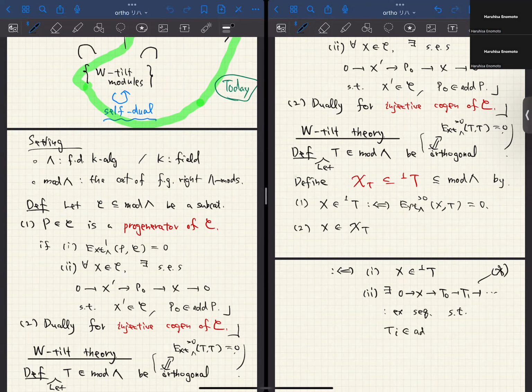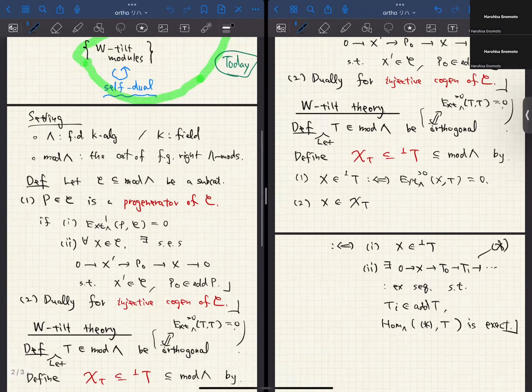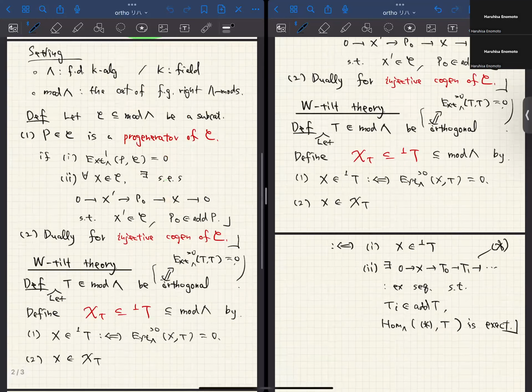So all the terms are in add T, and we may assume another assumption. By applying the functor Hom(-, T), so if T is injective, this is an exact functor. So this should be exact, and I require it. So this remains exact. So this is a kind of injective resolution of X, where the injective object is T. This is a definition of two subcategories.